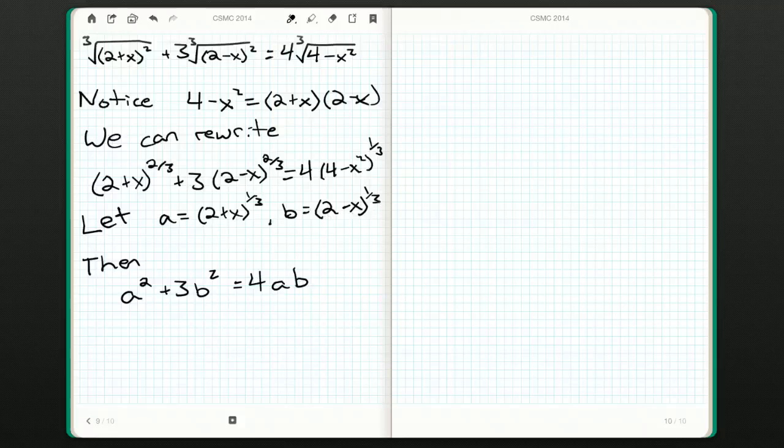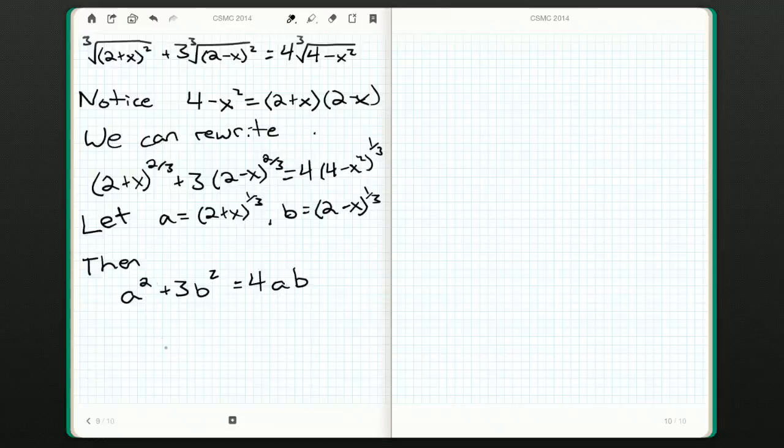Both of them are raised to the 1/3, so that can come out in common. And the product, as we've already noted, is going to be exactly 4 minus x squared. So we really do get this equation. And finding a's and b's that satisfy this is so much easier. It really is. Okay. And then once we have an a value, we raise it to the power of 3. We subtract off 2, we've got our x value. Okay?